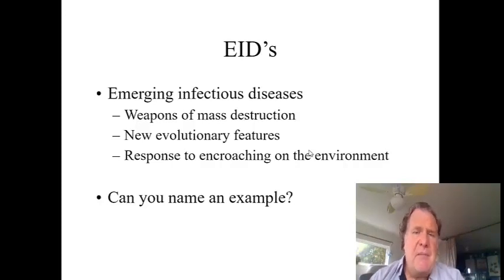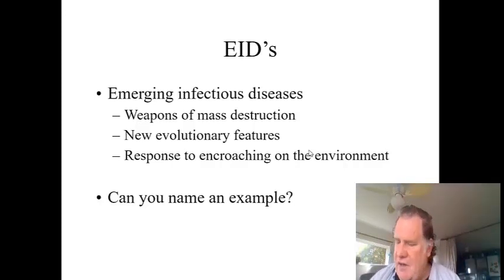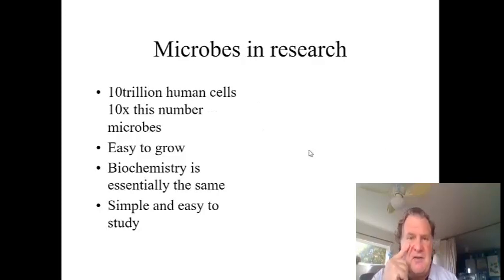And again, emerging infectious diseases may be a response to encroachment on the environment. And so we are going and living and communing with different areas in the environment that we never did before. And so that means human beings and these microorganisms are interacting with one another. We would like those interactions to be positive, but they aren't always positive. Again, we're going to do this in class, but can you give me an example of an emerging infectious disease? We'll have a discussion on that, so we'll talk about that during class.